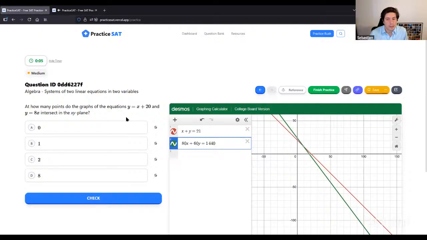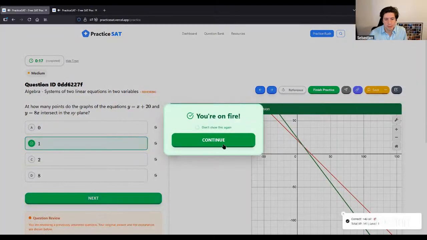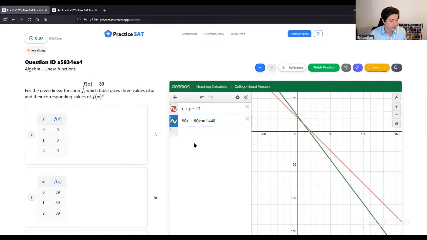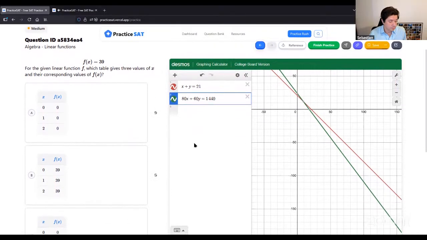At how many points do the graphs of the equations y equals x plus 20 and y equals 8x intersect in the xy plane? Again, these are both linear equations and they're not parallel, so they have to meet at one point. You could check, but you really want to be confident enough to do that without having to check. All right, let's try this one here.